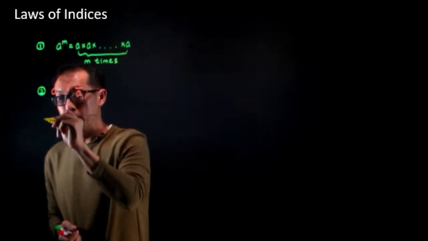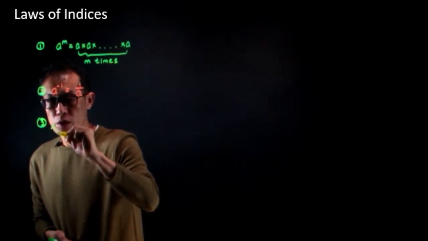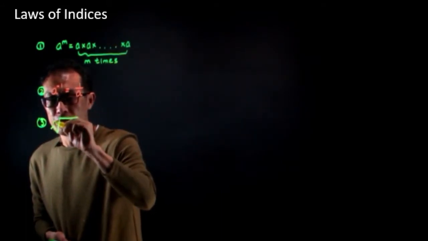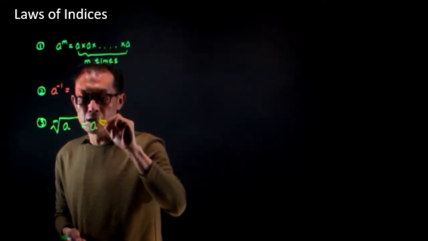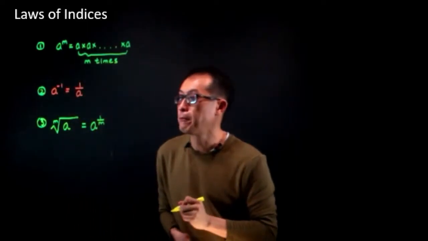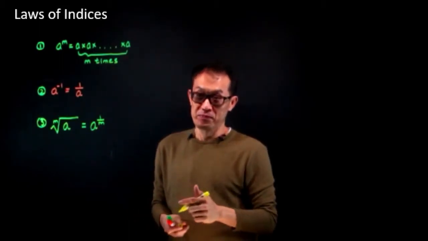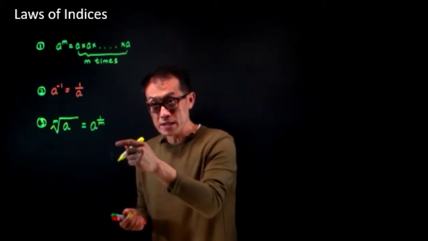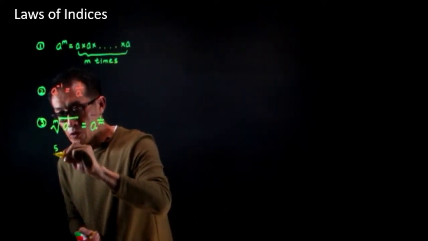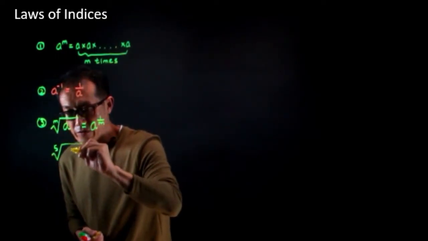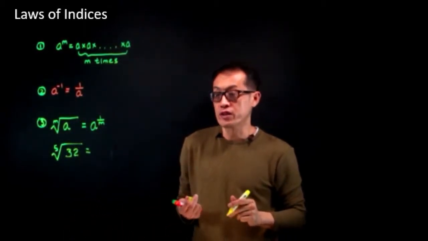What is rule number 3? Rule number 3 is the nth root of A is written as A to the power of 1 over m. Now, there's no reason for this. It's also just a name, alright? But what does that mean? Let me give you an example. Fifth root of 32. How to find the fifth root of 32 and what does that mean?